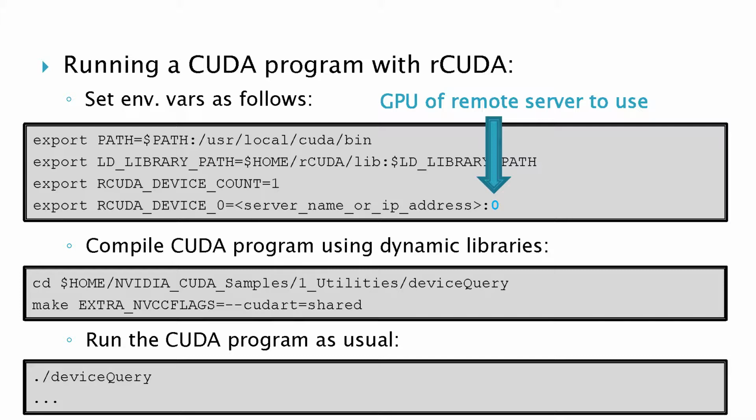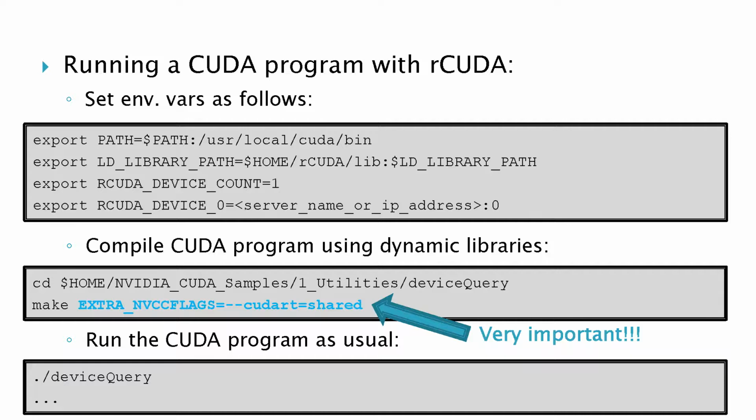This is important. I told you that we need to intercept the libraries at execution time. In order to do this, we need to compile the CUDA applications with dynamic linking. This can be done by adding a flag to the NVIDIA CUDA compiler, which is cudart equals shared. And then we can just run the programs as usual. So let's try to do it again. We are going to leave the server like this, and now I'm going to open another terminal.